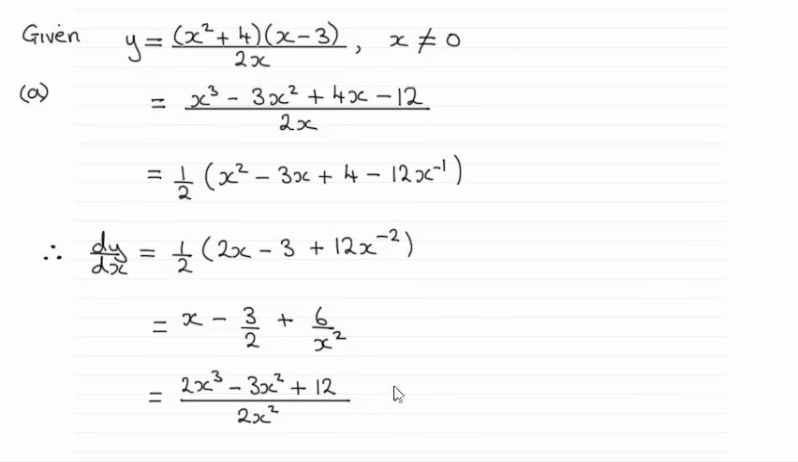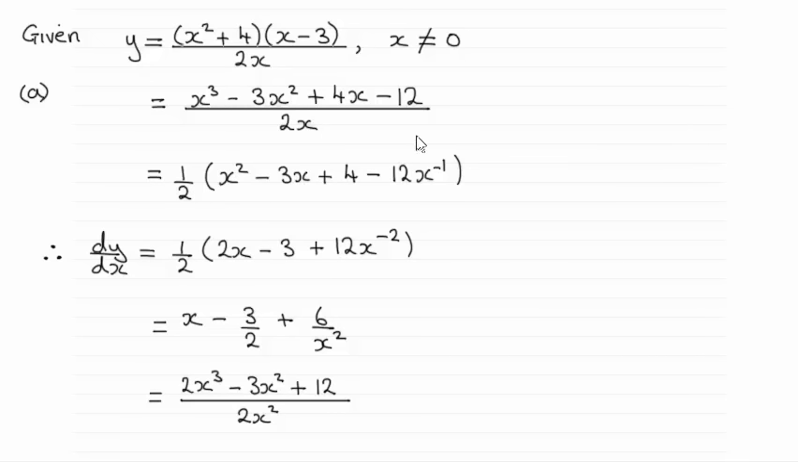It doesn't matter which one of these answers that you give. So just briefly then, to do this kind of question, what we need to do is clean this up, so that we have individual terms like we'd have down here before we can differentiate it. And to do that, all I've done is expand out the two brackets on the top, giving me x cubed minus 3x squared plus 4x minus 12. And then I've pulled out a half, since we're dividing by 2 here, and divided each of these terms by x.